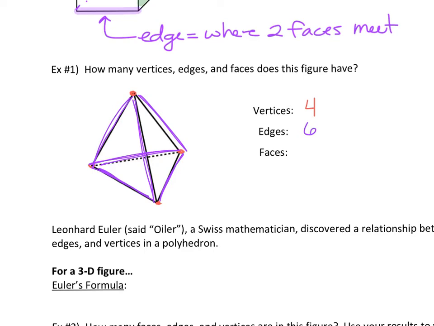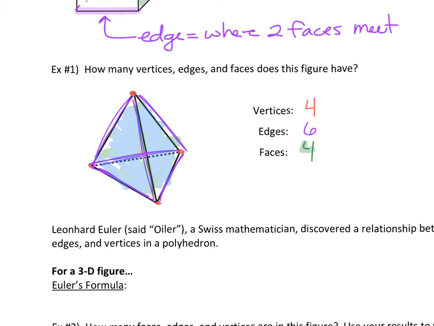It has 4 faces. Faces is probably the hardest one to distinguish between. This is the bottom face, right? This is the back face. But then you also have this kind of left-ish side and then the right-ish side. So you have a total of 4 faces.